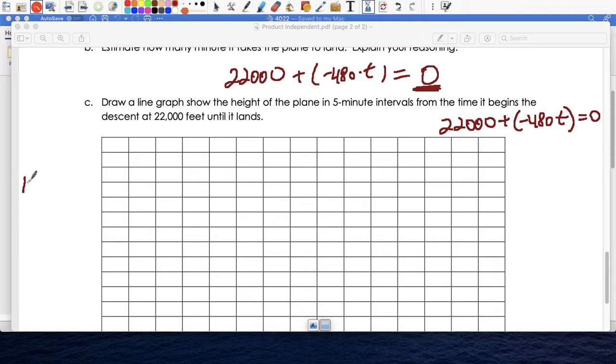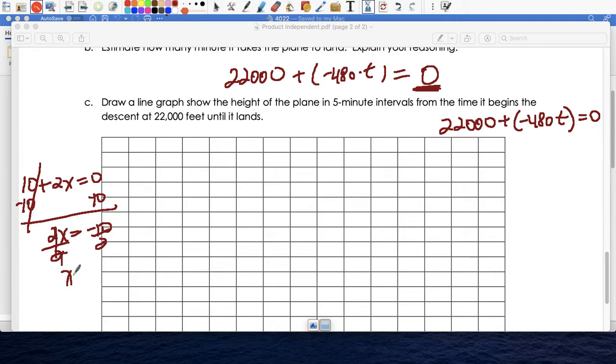Let me pick one. So let's say 10 plus 2x equals 0. How did you solve this last year? Well, in this case, it was a two-step equation. You did minus 10 on this side, minus 10 on that side, right? And then you brought down the 2x. 0 minus negative 10 is negative 10, and you divided both sides by 2, and x equals negative 5. So this is just an example of how to solve a two-step equation. This is what you did last year.